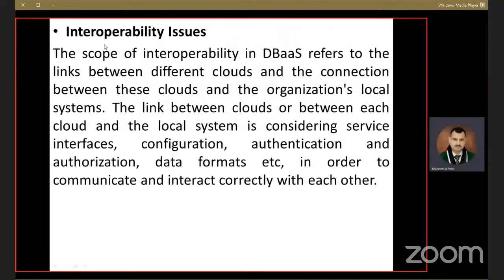The second challenge is interoperability issues. The scope of interoperability in database services refers to the links between different clouds and the connection between these clouds and the organization's local systems. The link between clouds or between each cloud and the local system considers service interfaces, configuration, authentication and authorization, data format, etc., in order to communicate and interact correctly with each other.